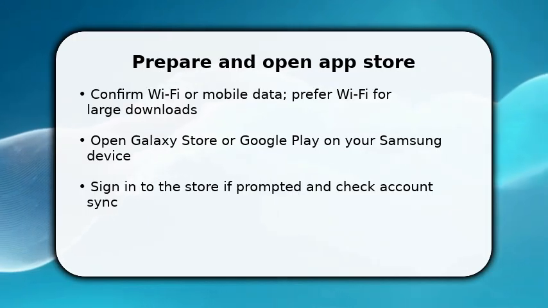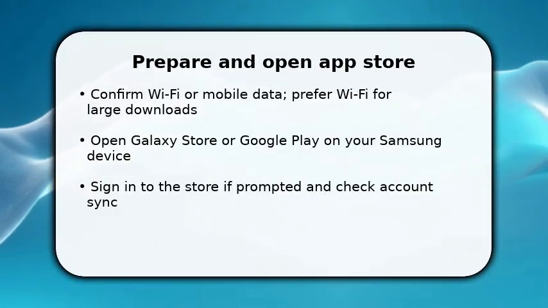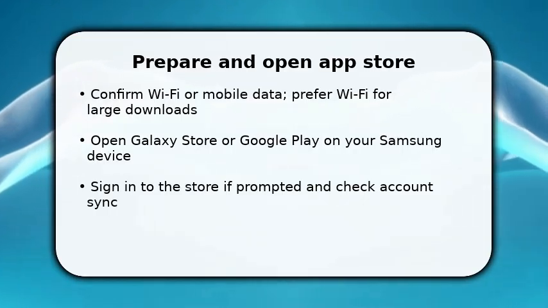If the app lists Samsung Messages immediately, tap it, otherwise use the search bar. This first step gets the update listing so you can proceed. Do that now before moving to download and install.